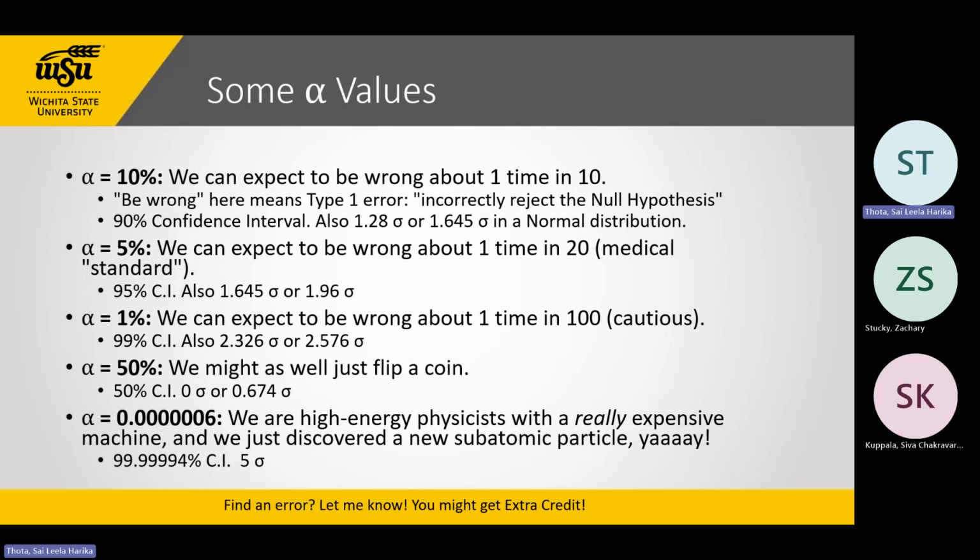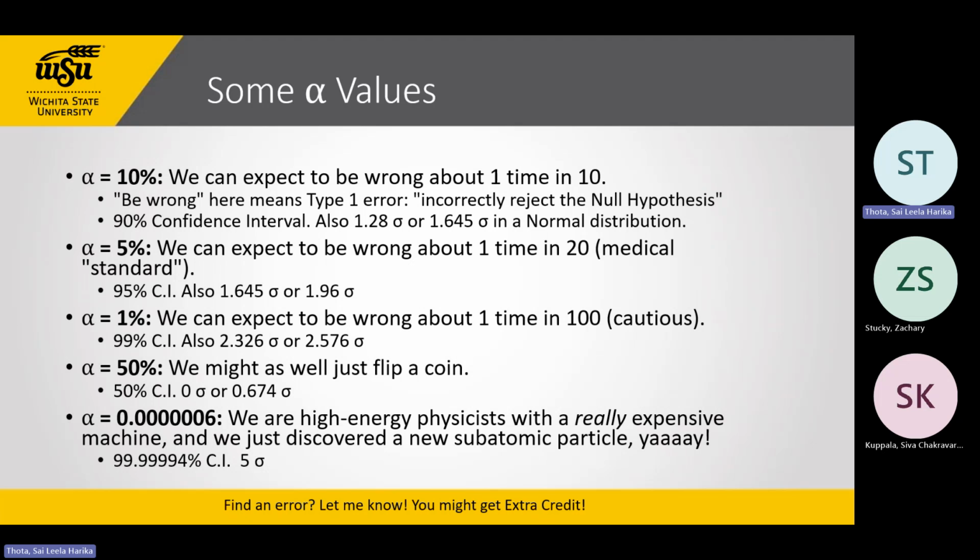Coming to alpha equal to 5%, there is a chance that we can be wrong about one time in 20, compared to one in 10 for alpha equal to 10%. When alpha equals 5%, it is a 95% confidence interval, and the sigma values are 1.645 and 1.96. When alpha equals 1%, we can expect to be wrong about one time in 100, and it comes under the 99% confidence interval, and the sigma values are 2.326 and 2.576.